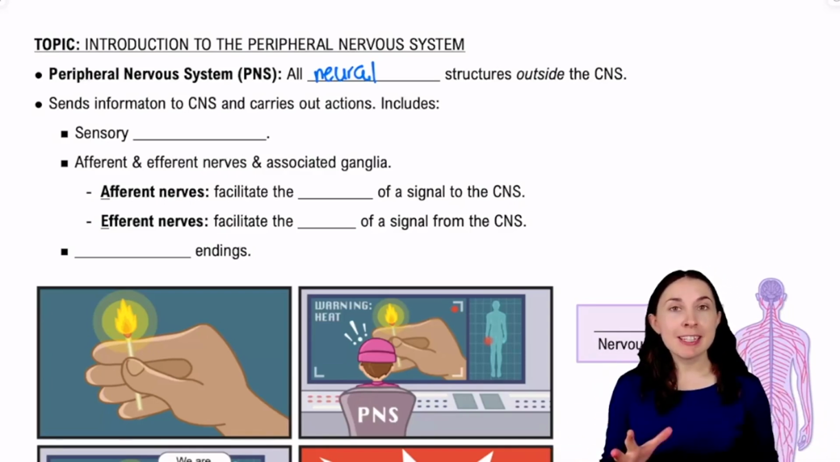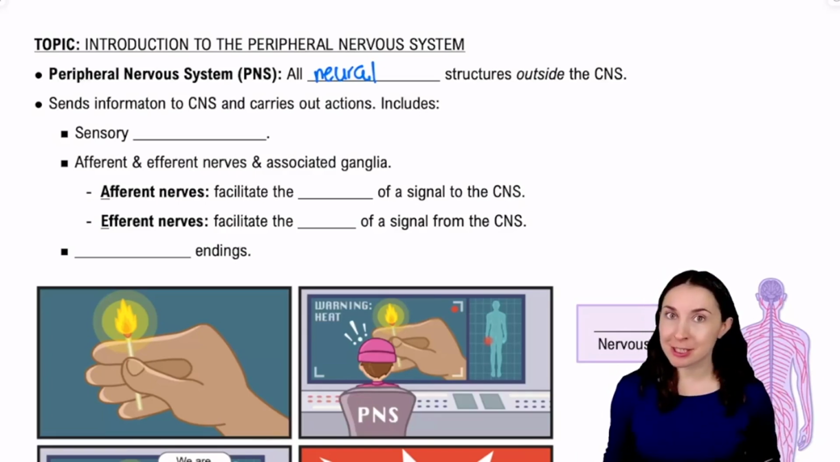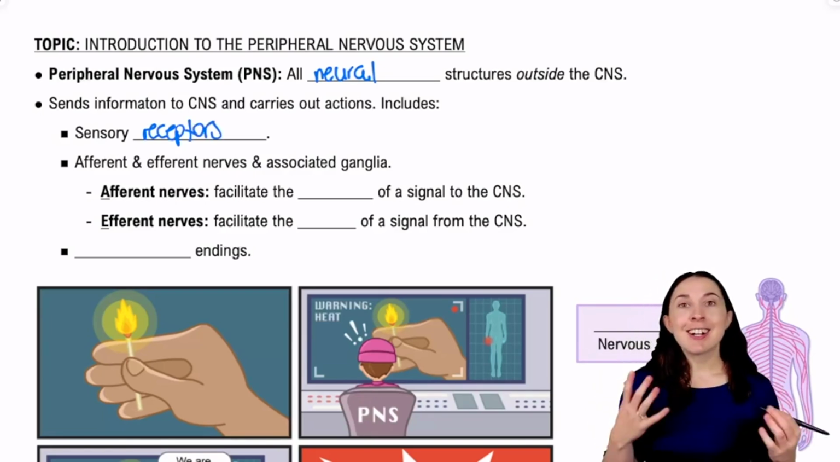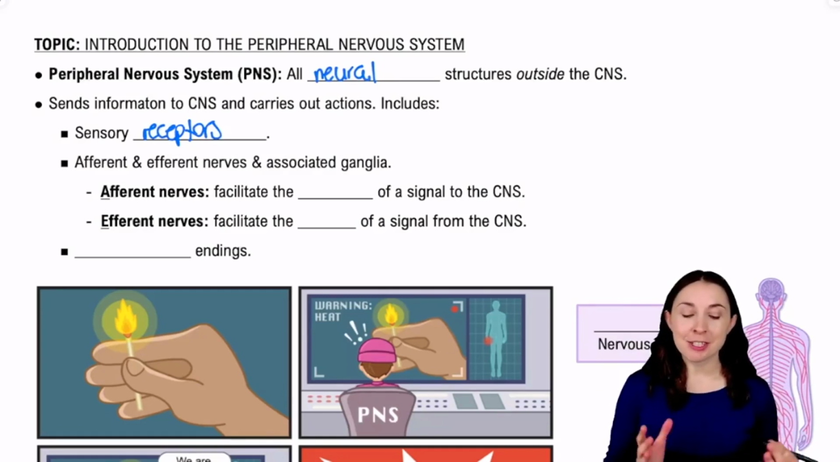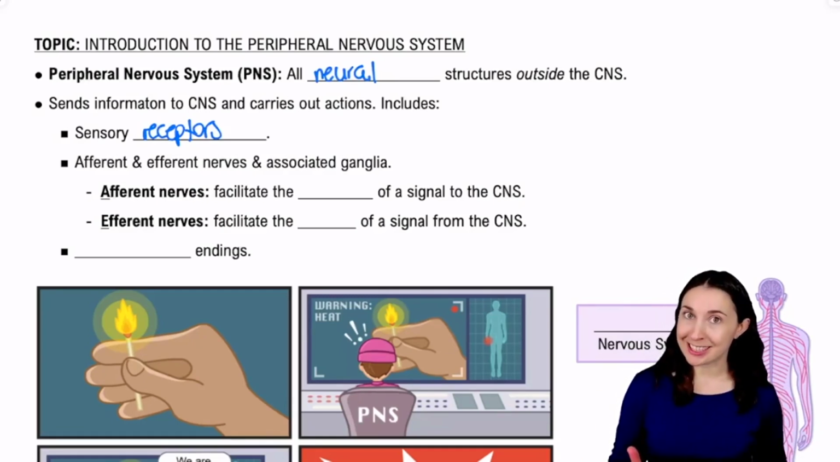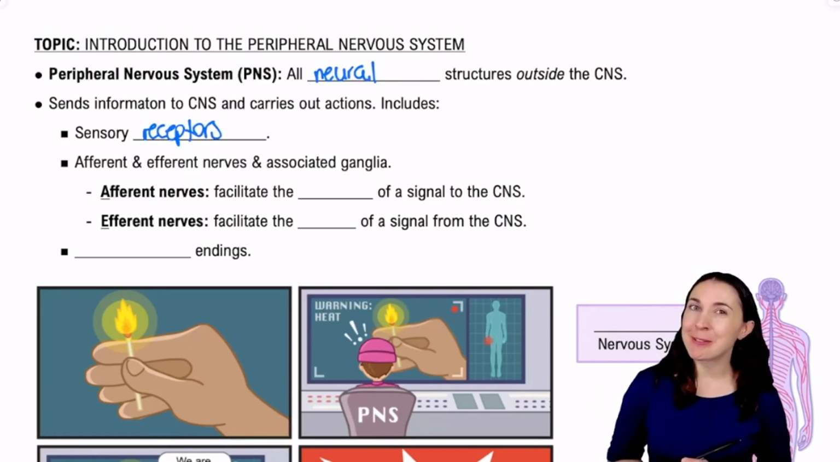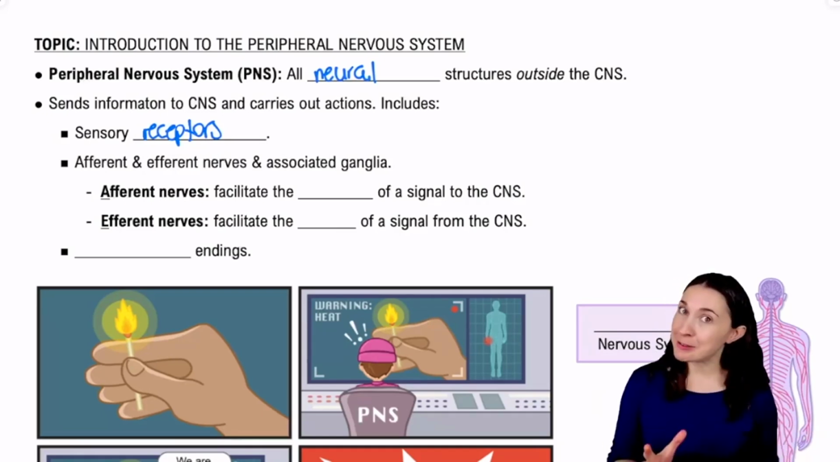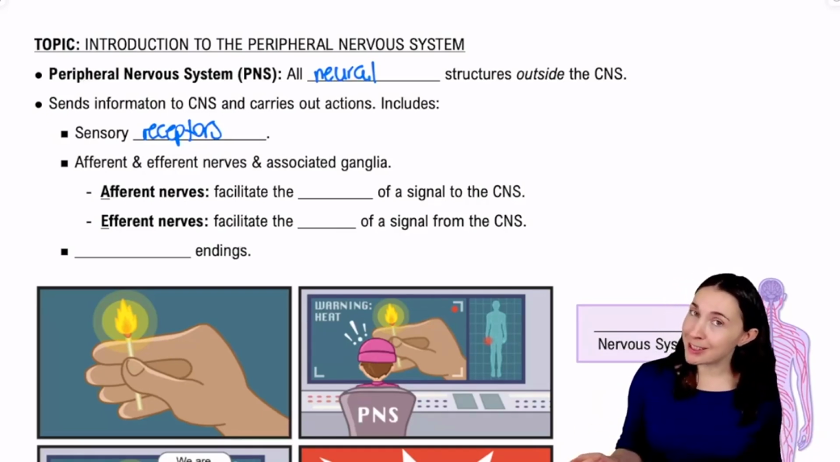So the PNS is comprised of several different components. First, we have sensory receptors. It also contains afferent and efferent nerves and their associated ganglia. And you guys remember ganglia from a while back, right? Those are just clusters of neuron cell bodies that exist outside the CNS, so in the PNS.